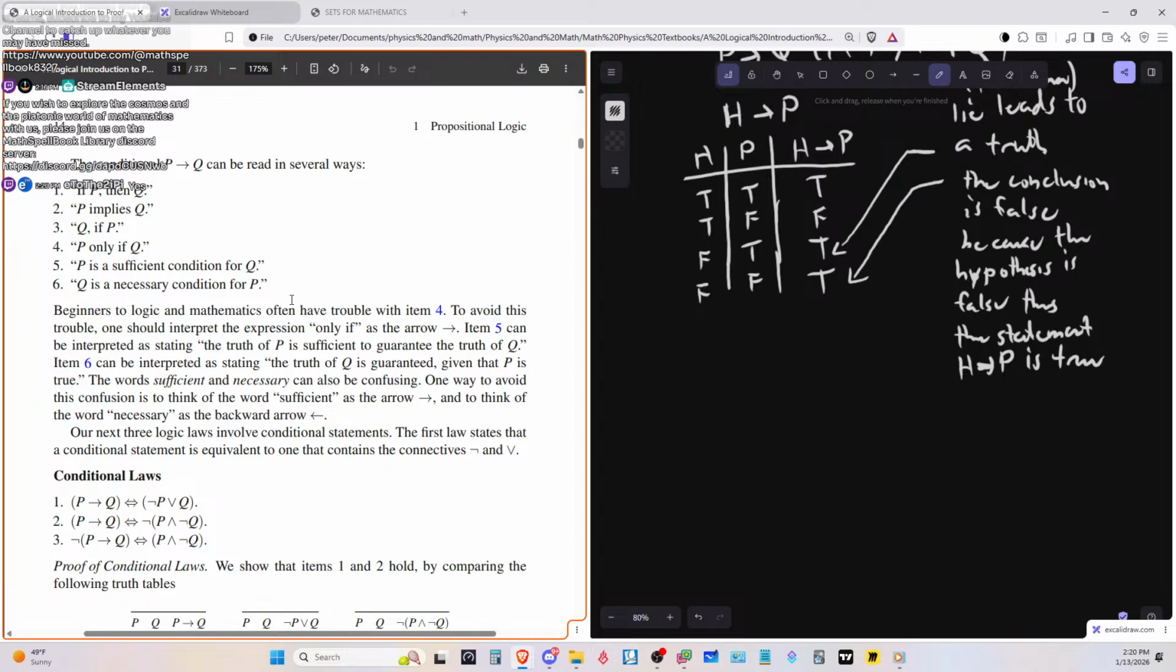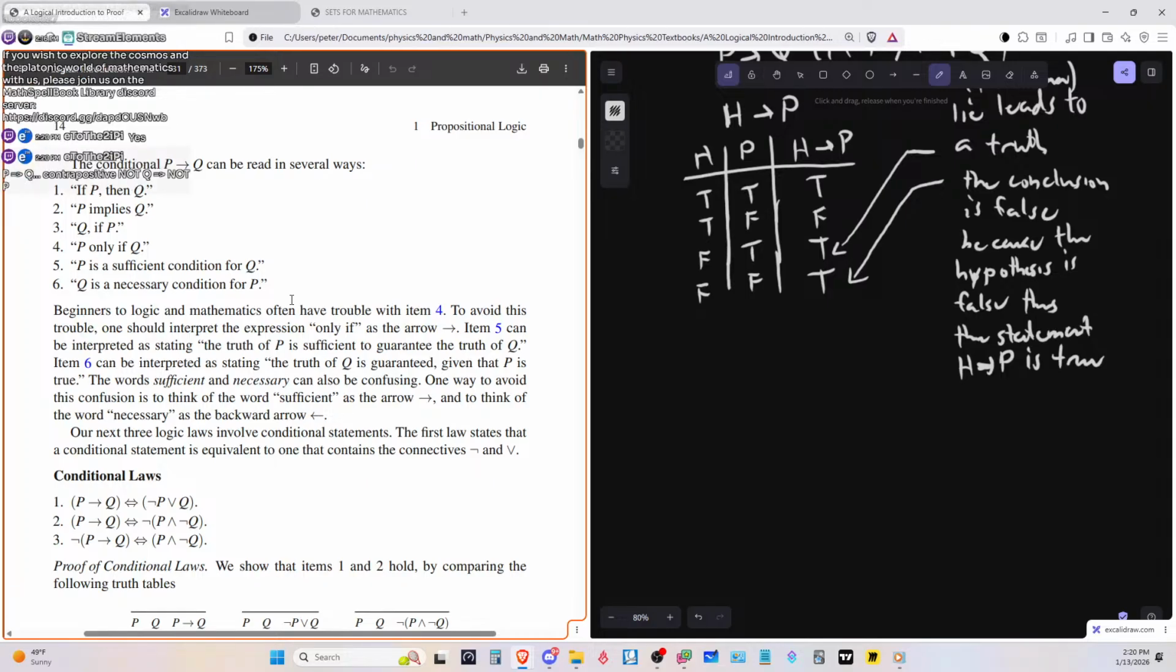Okay. One way to avoid this confusion is to think of the word "sufficient" as the arrow, and to think of the word "necessary" as the backwards arrow. Oh, there are two arrows? Huh. Oh, because this is Q. Yeah, that's why. So it leads to Q. Like it implies Q.